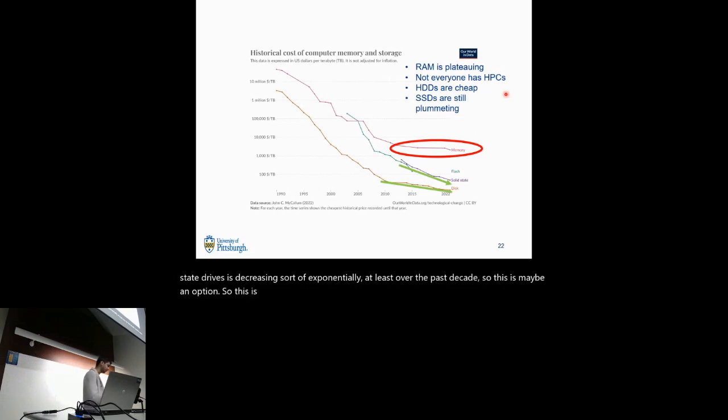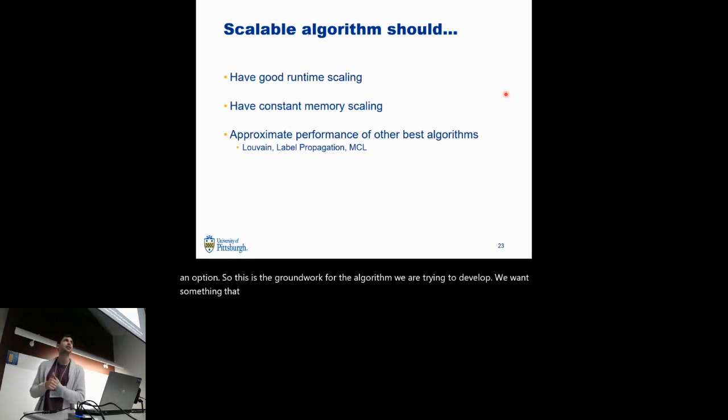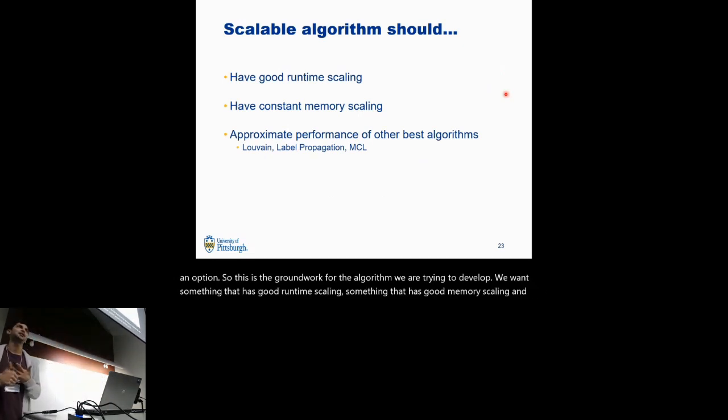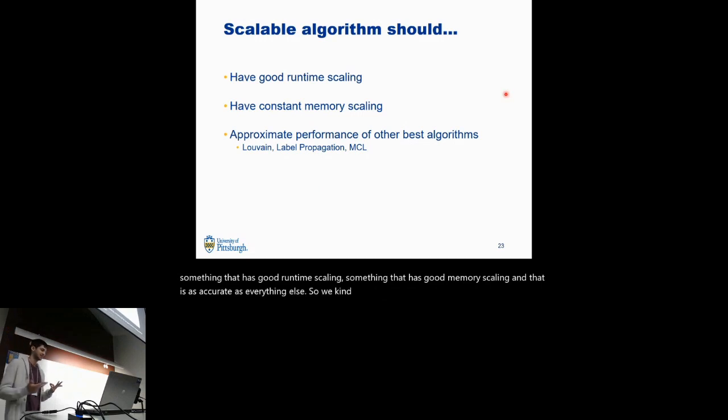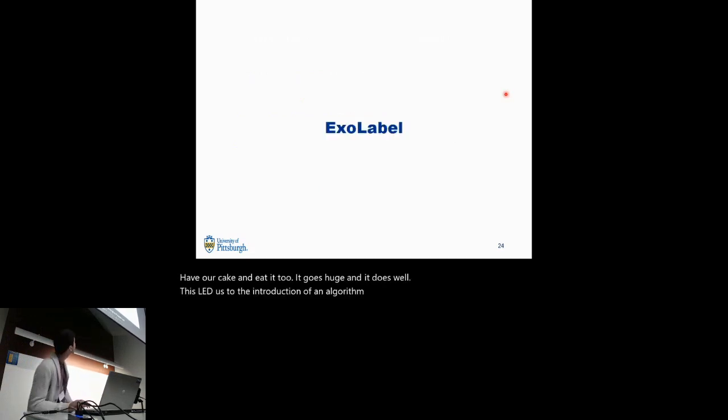So this is the groundwork for the algorithm we are trying to develop. We want something that has good runtime scaling, something that has good memory scaling, and that is as accurate as everything else. So we kind of want to have our cake and eat it too. It goes huge and it does well. This led us to the introduction of an algorithm we're calling ExoLabel.